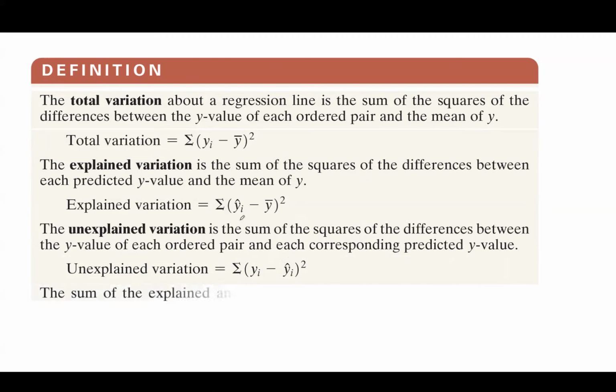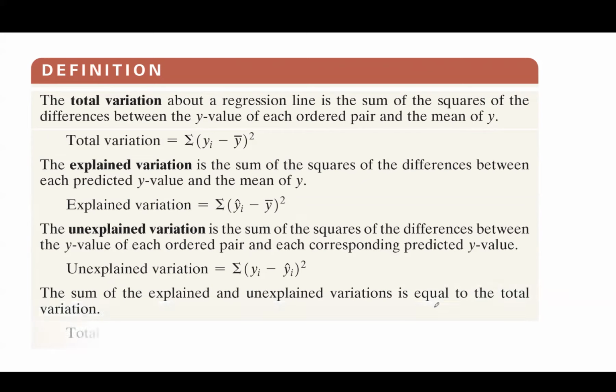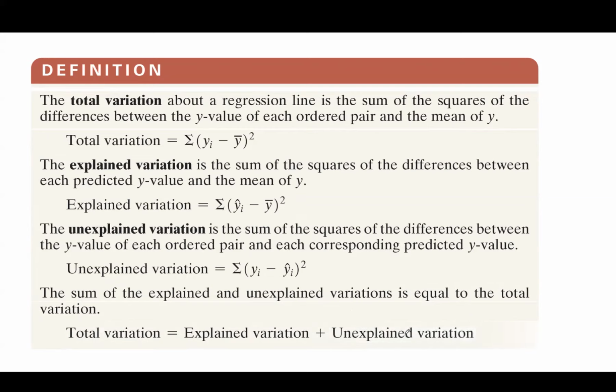So we introduced 3 different definitions for you. The sum of the unexplained and explained variations is equal to the total variation. Remember that total variation is explained variation plus unexplained variation. Very good. Another definition for you.